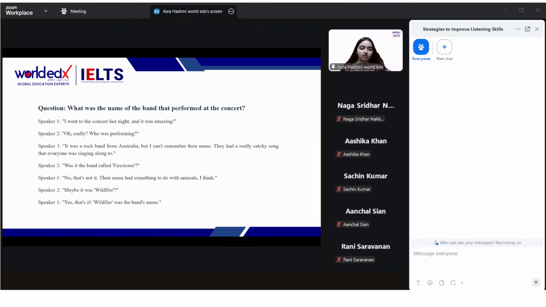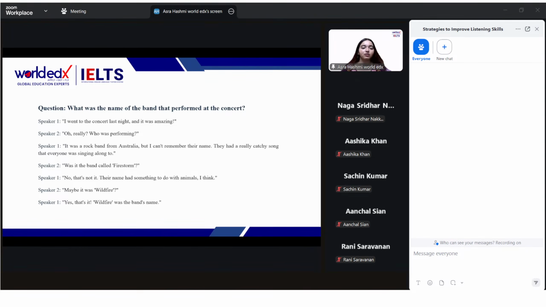There's another question as an example for you to have an idea of what a partially correct distractor is. So, what was the name of the band that performed at the concert? There will be multiple choice questions related to it, and then the conversation would be like, "I went to the concert last night, it was amazing." "Oh really, who was performing?" "It was a rock band from Australia, but I cannot remember their name. They had a really catchy song that everyone was singing along to." "What was the band called?"